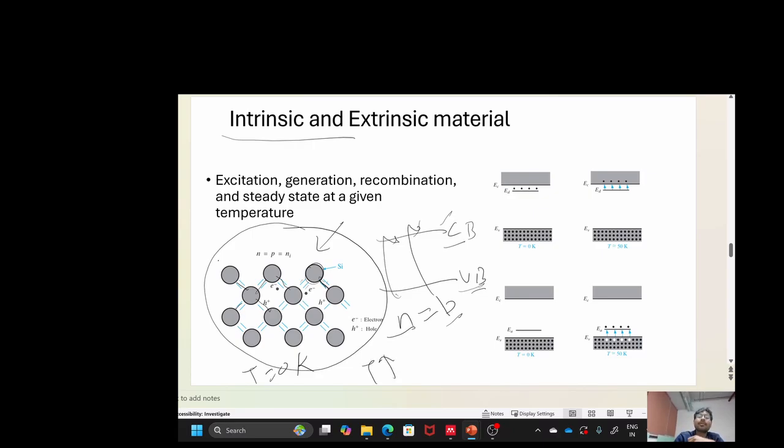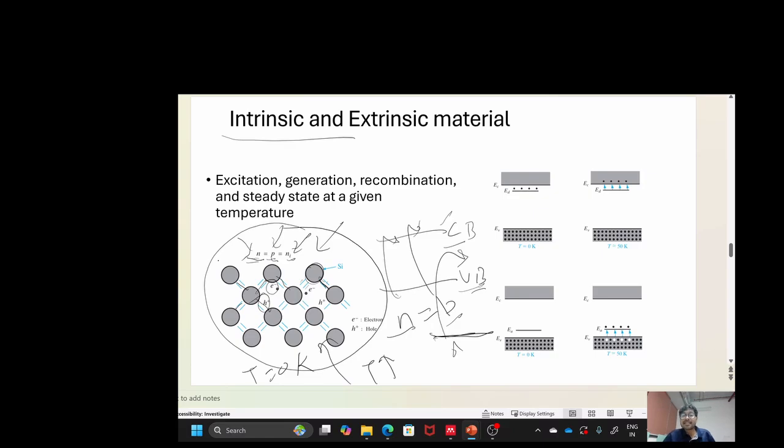As we increase the temperature, there will be some breaking of bonds, and that breaking of bonds is the same as the transferring of electrons from the valency band to the conduction band. These are the free electrons and holes which are free to move inside the semiconductor. These are the only electrons and holes in an intrinsic semiconductor, and they will be equal. N is equal to P is equal to Ni. Ni is the intrinsic concentration, N is the concentration of electrons, P is the concentration of holes. At T is equal to 0 Kelvin, there won't be any electrons in the conduction band.